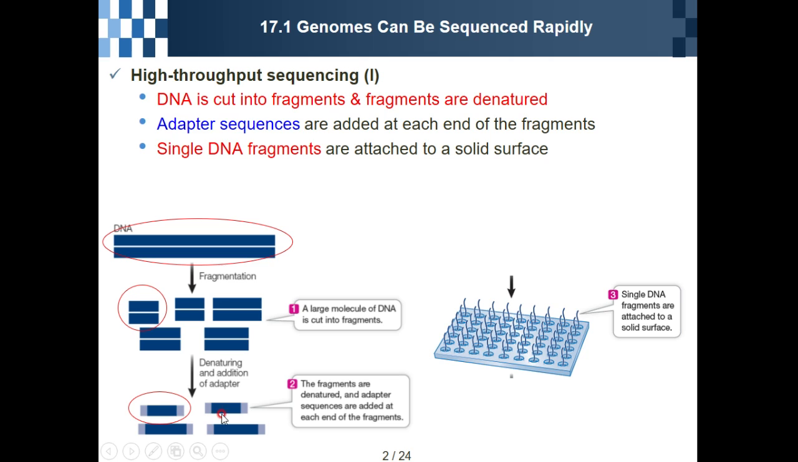Okay, after that, an adapter sequence is added at each end of the fragment. I will show you what the adapter is in the next slide. After that, this single DNA fragment is attached to the solid surface like this. So this is the first step in high throughput sequencing.